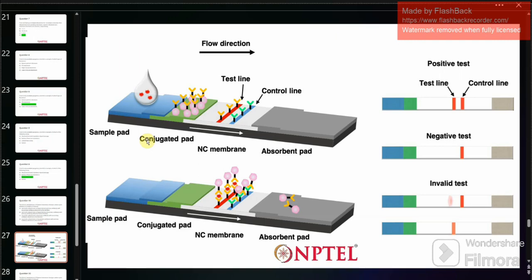What will happen is that due to capillary flow it will start moving towards the other side. As the sample is moving, the secondary antibody will attach to the analytes of our interest, and once it reaches the test line, the secondary antibody, which has been labeled with a gold nanoparticle or something similar, will attach with the analyte at the test line. So the test line will have the primary antibody, the detection analyte, and the secondary antibody with the gold nanoparticle as a labeling element attached to it.